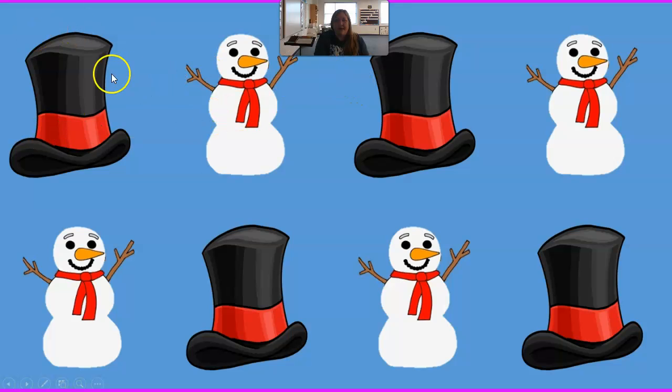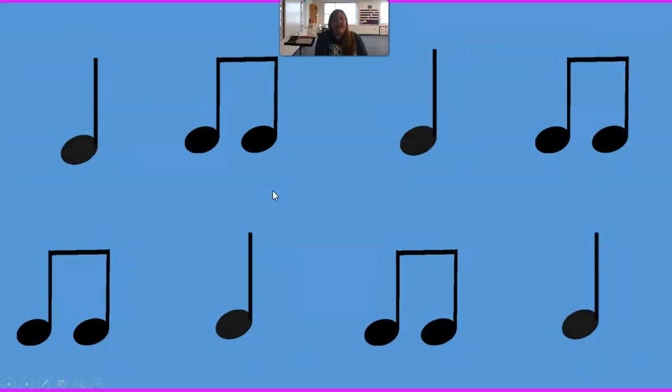This one does look like a pattern, but this line looks just the opposite of this one. See if you can say the words for the pictures. Ready, go. Hat, snowman, hat, snowman, snowman, hat, snowman, hat. This one got tricky with 2 snowmans right after each other. Say the rhythm syllables, and here we go. Ta, TT, ta, TT, TT, ta, TT, ta.